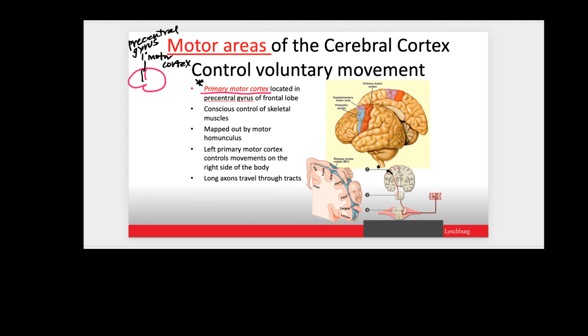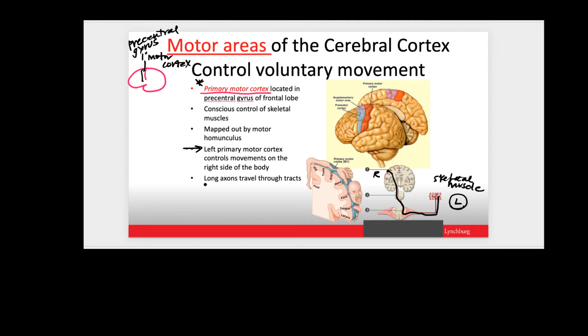And then notice what's happening. This is the right side of the brain. It's going to travel all the way down through the spinal cord. It crosses over, travels down to the level that it needs to exit, and then it's going to innervate skeletal muscle on the opposite side of the body. So here we are on the left side of the body. So here's our contralateral arrangement between brain and body. So the left primary motor cortex controls movements on the right side of the body.